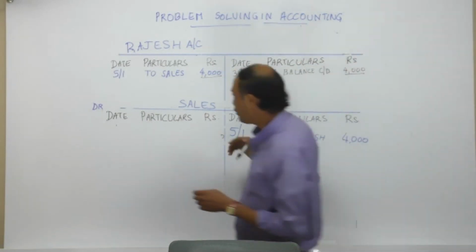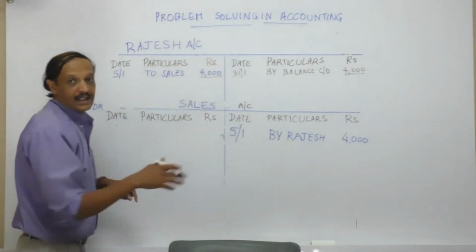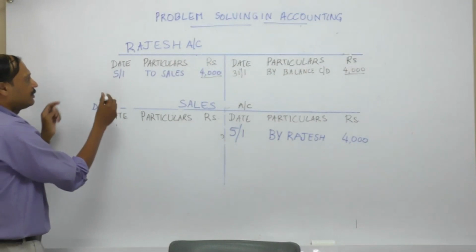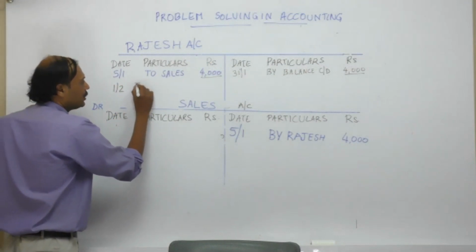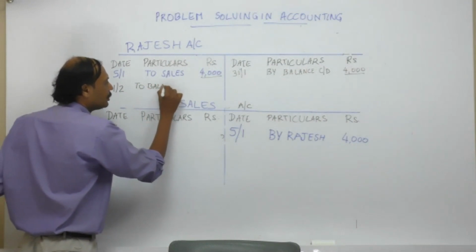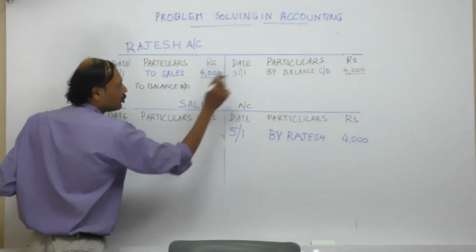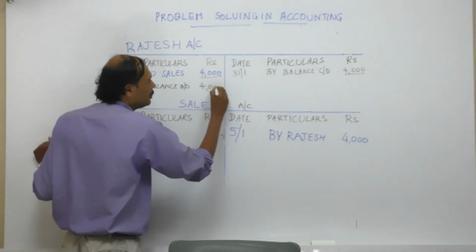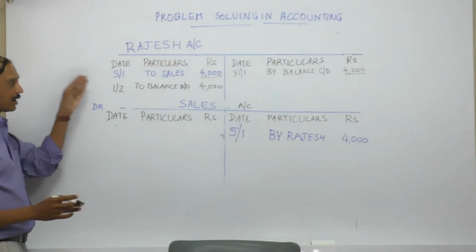You should also remember, once you have closed this account on the 31st, the next month you should bring it down because this account is still operative. So on the 1st of the next month, you could write "to balance brought down". You're bringing this balance to this line, write it as 4,000. This is how you close this account.